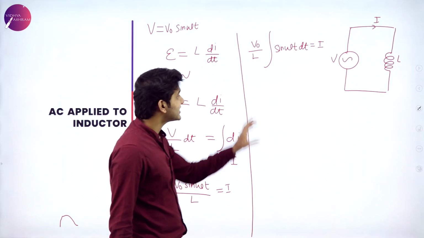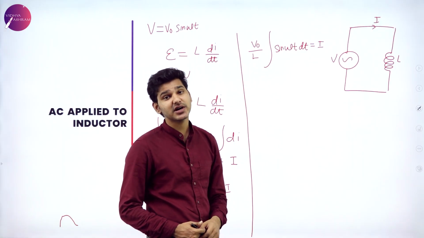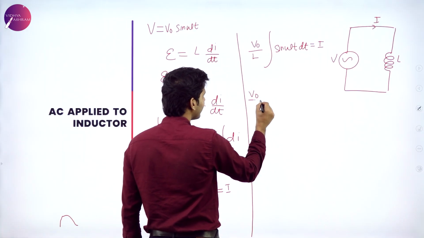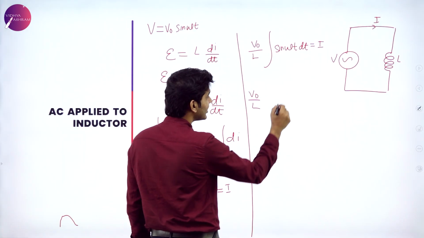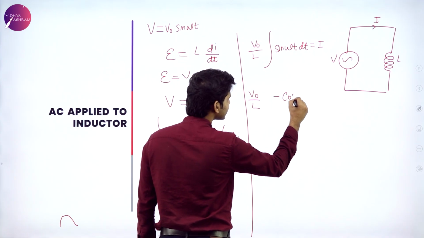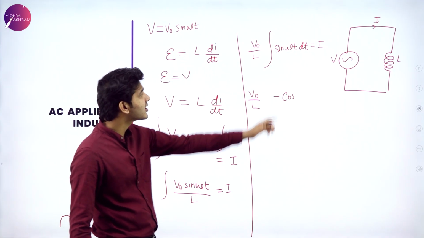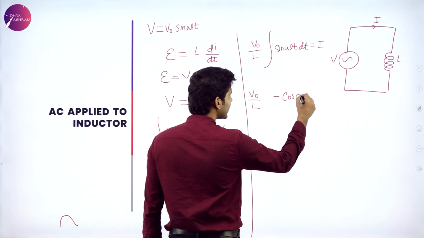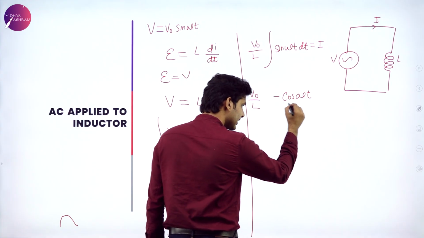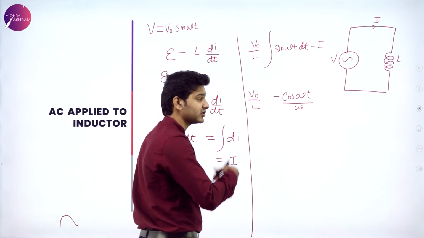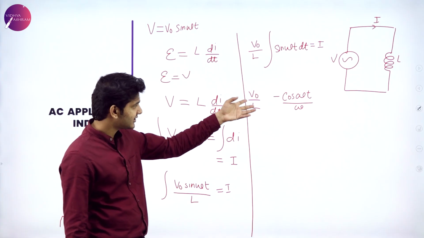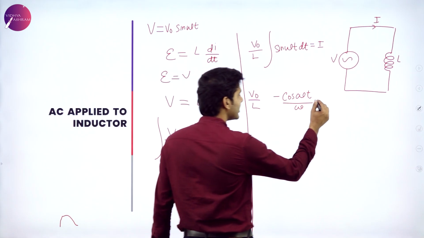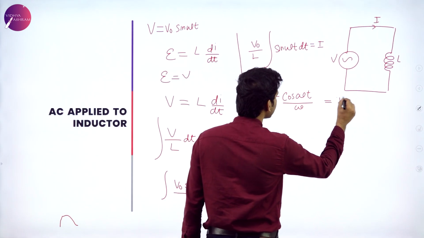So we do know that the integral of sine theta is nothing but negative cos theta. So I can write V naught divided by L into negative cos, here it is not theta but rather omega t, which means again we have to apply the chain rule, which means minus cos omega t divided by omega. If it was differentiation, we would multiply, but here it is integration, so we have to divide by omega.